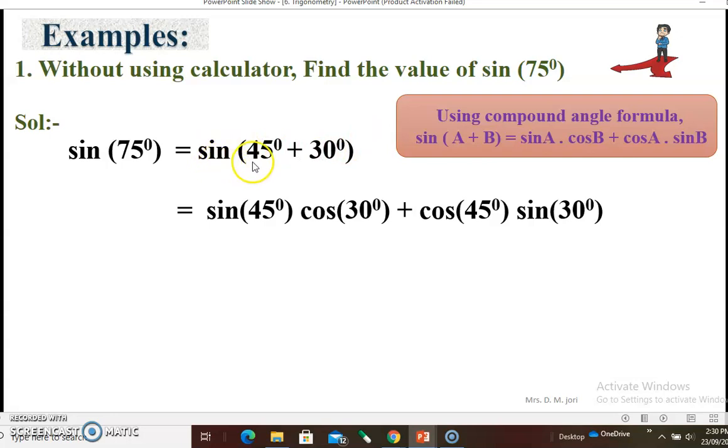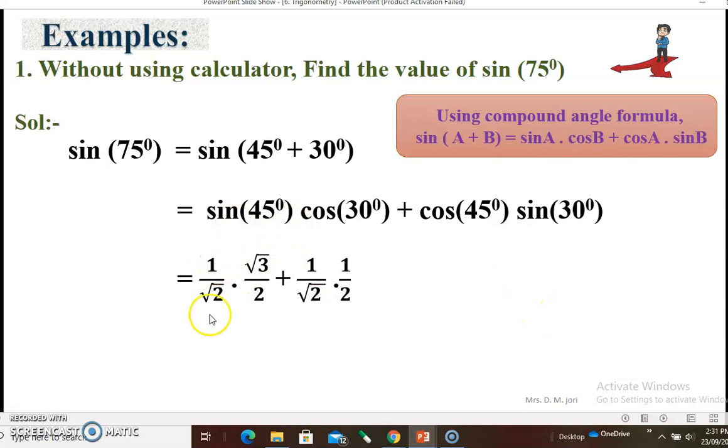The term is like sine A plus B, so it is sine A cos B plus cos A sin B. I have already told you the formula in the previous slide, so use that formula simply. Write the formula for sine 45 plus 30 as sine 45 cos 30 plus cos 45 sin 30. And write the respective values of sine 45, cos 30, etc. The values are already known to us and available in the acute angle table.